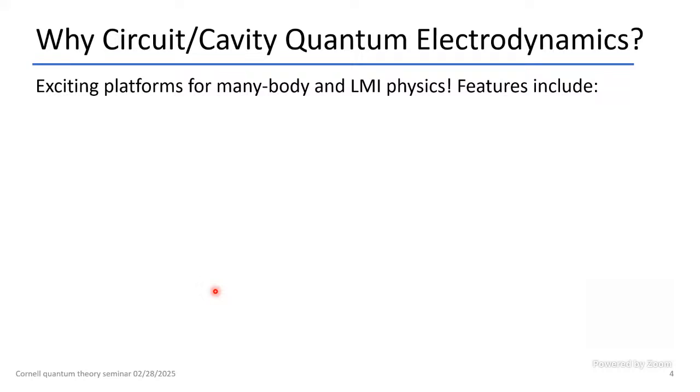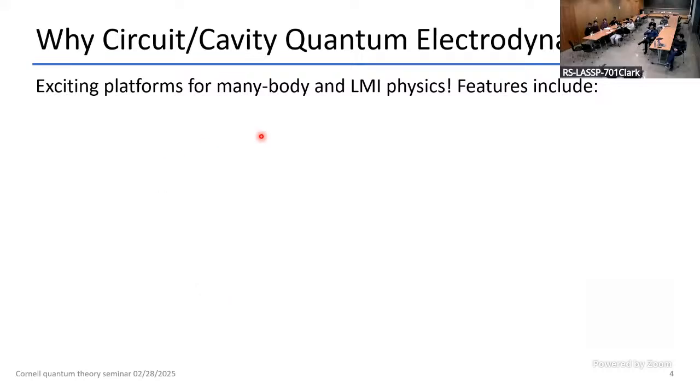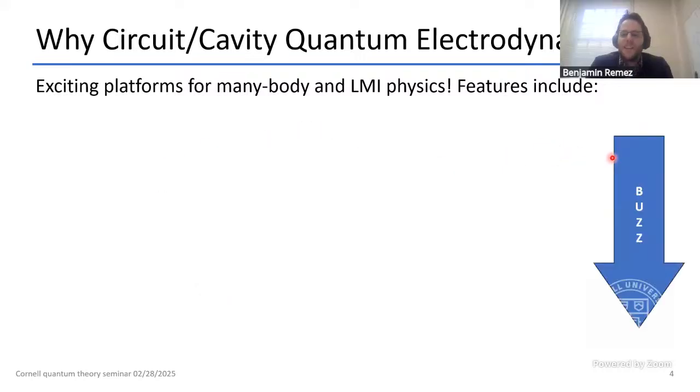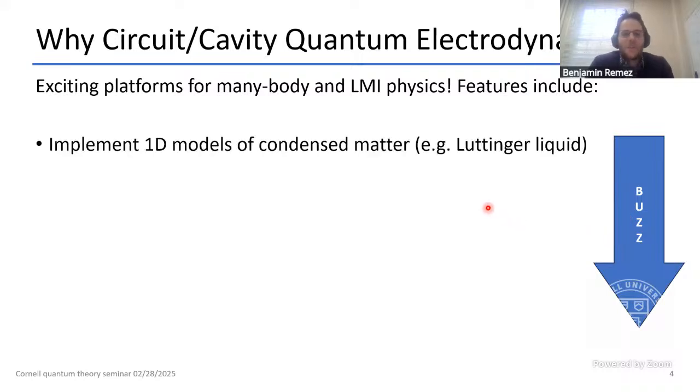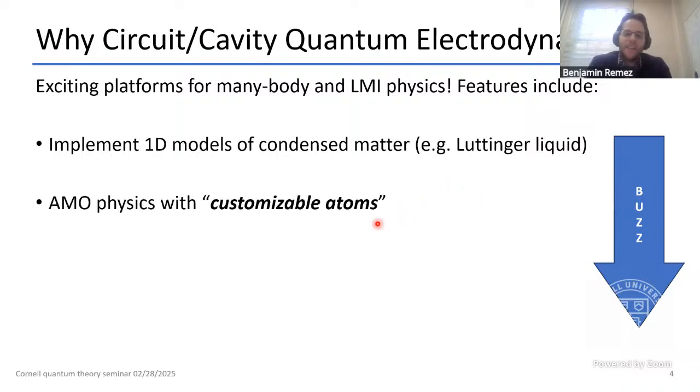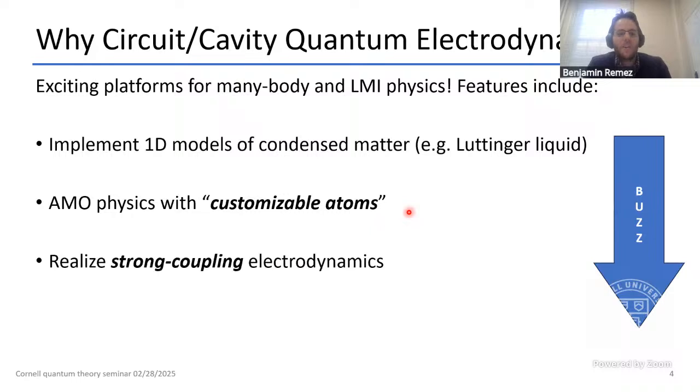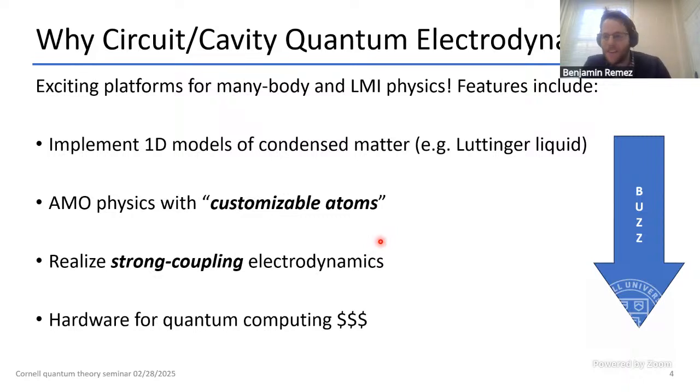And so why do we care about circuit electrodynamics to begin with? The catchphrase people use is that it's an exciting platform to study many-body and strongly coupled light-matter interactions. You can start to enumerate its features, in ascending order of buzziness. You can use it to implement your favorite models from condensed matter theory. If you ever wanted a system that gives you a clean Luttinger liquid, that's interesting. Or you can explore AMO physics with customizable, designer-made atoms. That already starts to sound a bit sexier. Or you can realize strong coupling electrodynamics if you're not happy with the weak coupling of vanilla QED. Or you can make hardware for quantum computing and make a lot of money. So that's the ultimate buzzword.